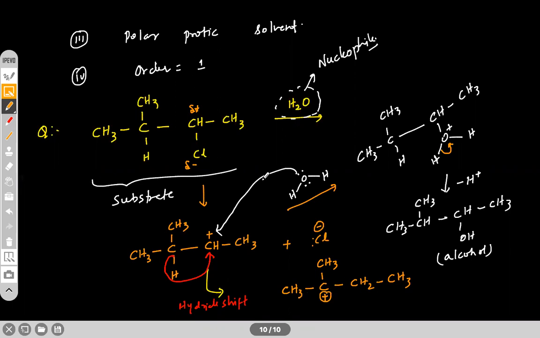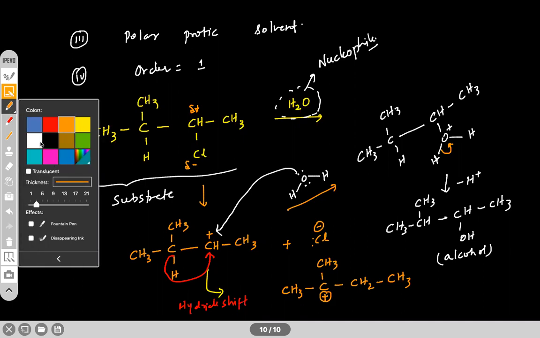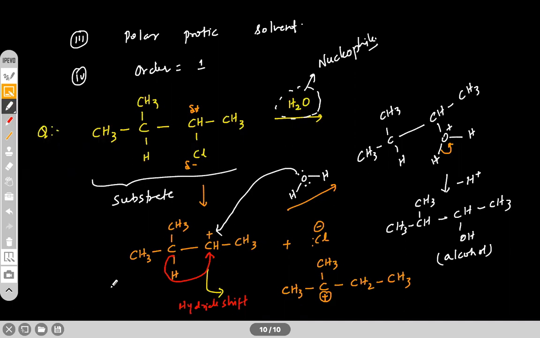Now you can compare the stability of this carbocation and this carbocation here. The first one is getting stabilized through hyperconjugation here, and the number of alpha hydrogens here would be 3 plus 1, that is 4.